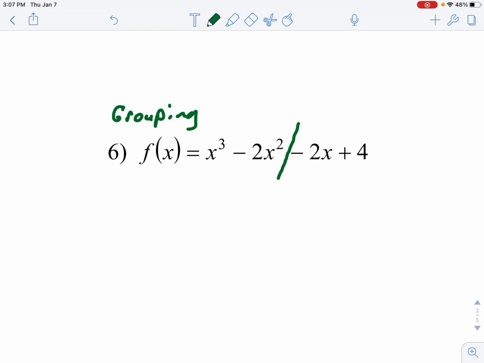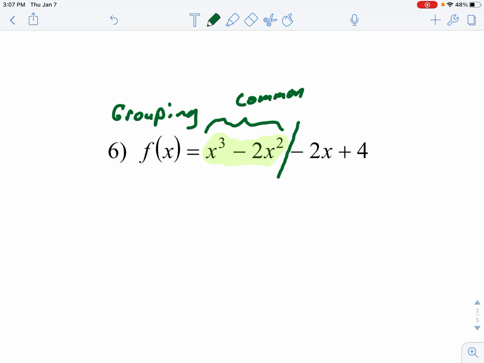You split the polynomial in half, and then you look at the first 2 terms as a group, and you factor out whatever they have in common. So we are going to do common factoring from that group. What do these two terms have in common? They can both be divided by x squared. X cubed and x squared both can be divided by x squared. If you take x cubed and factor out an x squared, it's just going to leave 1x. If you take negative 2x squared and factor out the x squared, it's going to leave minus 2.